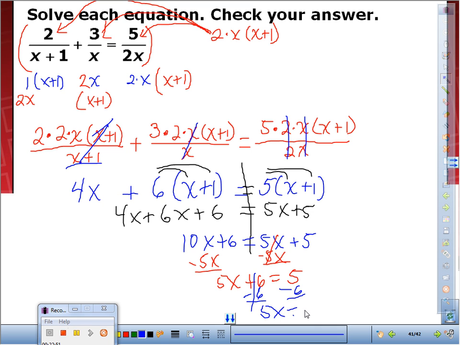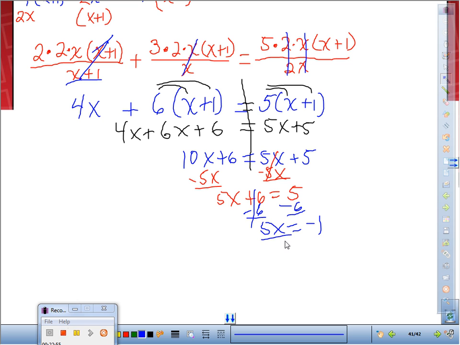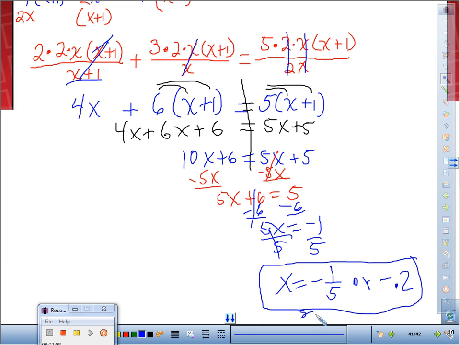5x equals negative 1. And at the end, we divide by 5. Divide by 5. x equals negative 1/5, or negative 0.2. Solution.